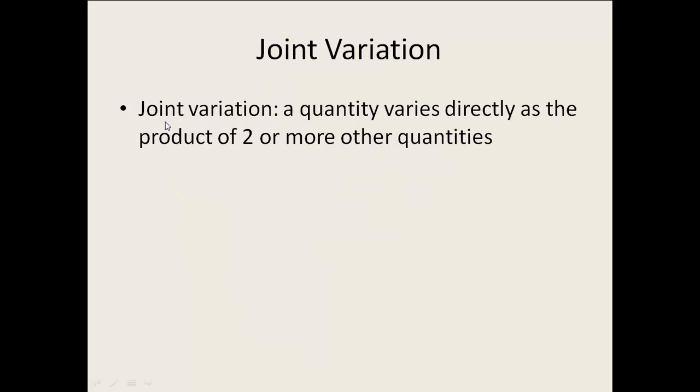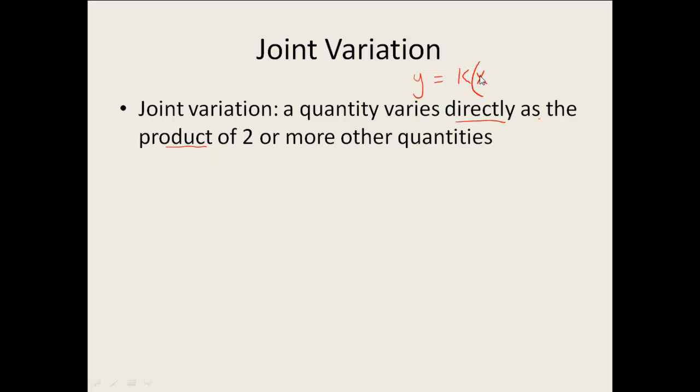Okay, for our joint variation, our definition says a quantity varies directly as the product of two or more other quantities. So that's how we get joint variation. Let's go back and tear this apart. So a quantity varies directly. So that means I'm kind of dealing with this y equals kx because we have direct variation. But then it says as the product. Well, product means to multiply. So we have the product of two or more other quantities.